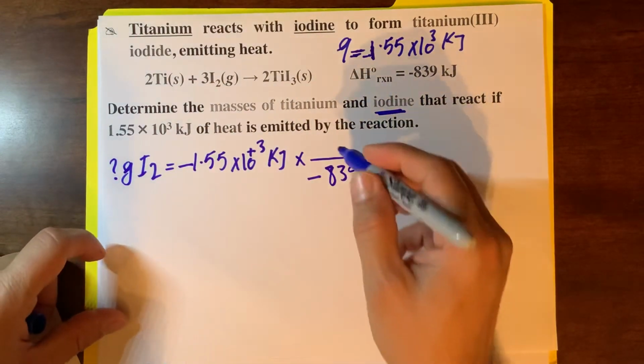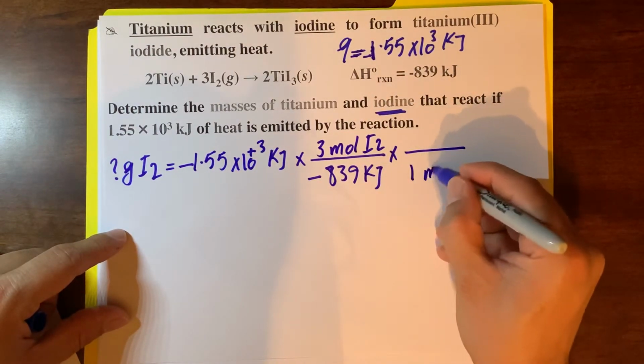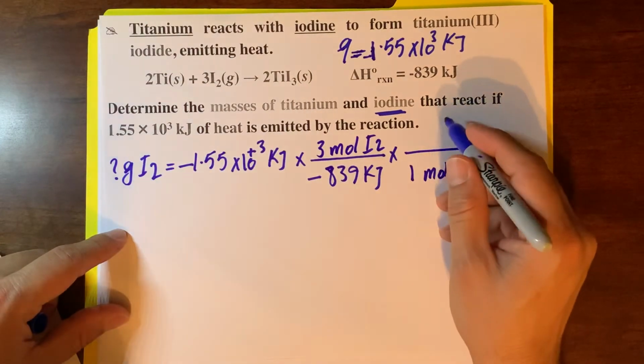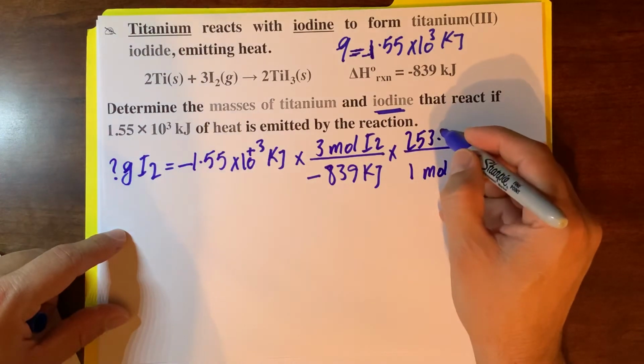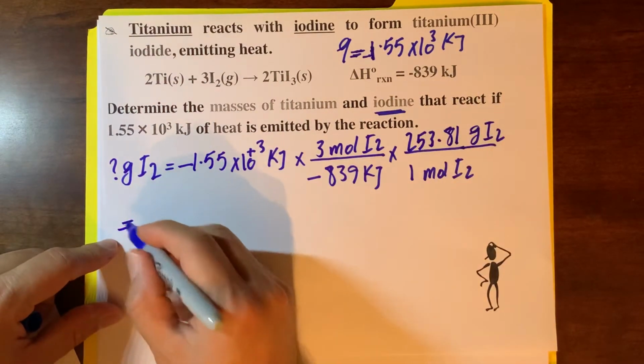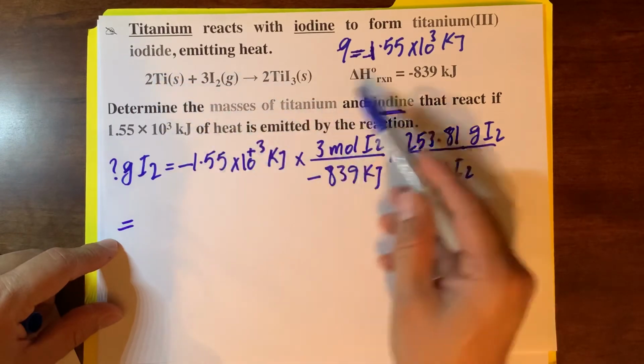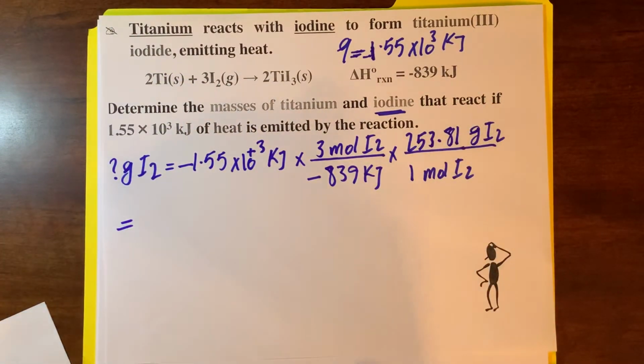We get this number if we start with 3 mole of iodine, and 1 mole of iodine is equal to the molar mass, which is 253.81, and the unit is gram of I2. You can do the same thing for titanium. Just replace the mole ratio. The mole ratio is going to be 2 this time, and you change the molar mass. We have 1.55 multiply 1000, divide by 839, multiply 3, multiply 253.81. Got it: 1406.7.